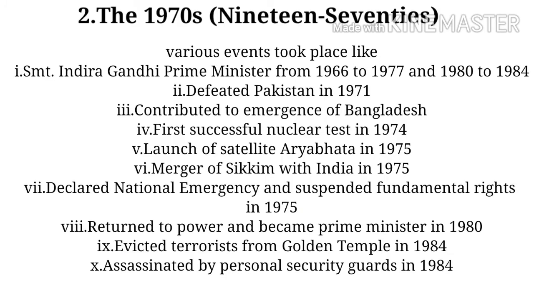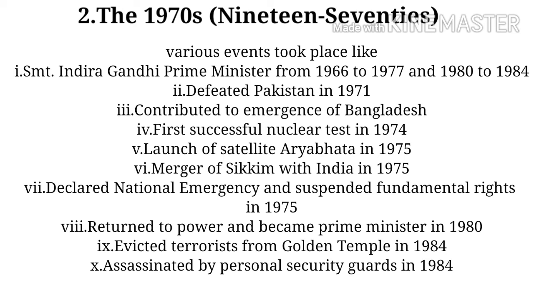2. The 1970s. Various events took place. Smt. Indira Gandhi was Prime Minister from 1966 to 1977 and 1980 to 1984. Defeated Pakistan in 1971, contributed to the emergence of Bangladesh, first successful nuclear test in 1974, launch of satellite Aryabhata in 1975, merger of Sikkim with India in 1975, declared national emergency and suspended fundamental rights in 1975.